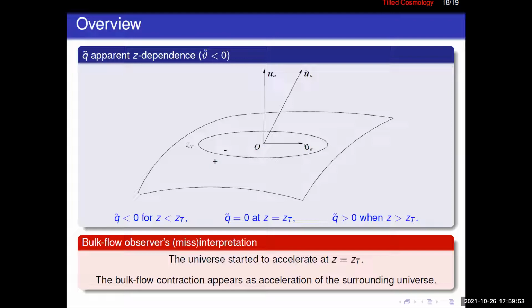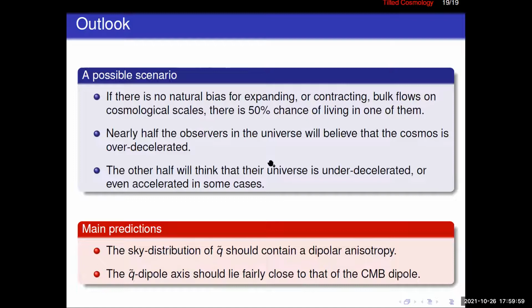So, assuming that there is no natural bias on these cosmological scales in favor of contracting or expanding bulk flows, the chances for an observer to reside in one of them should be something like this. Which means that nearly half of the observers in the universe may believe that their cosmos is over decelerated, doing local measurements. And the other half will think that the cosmos is under decelerated, and some of them may actually think that it is accelerated.